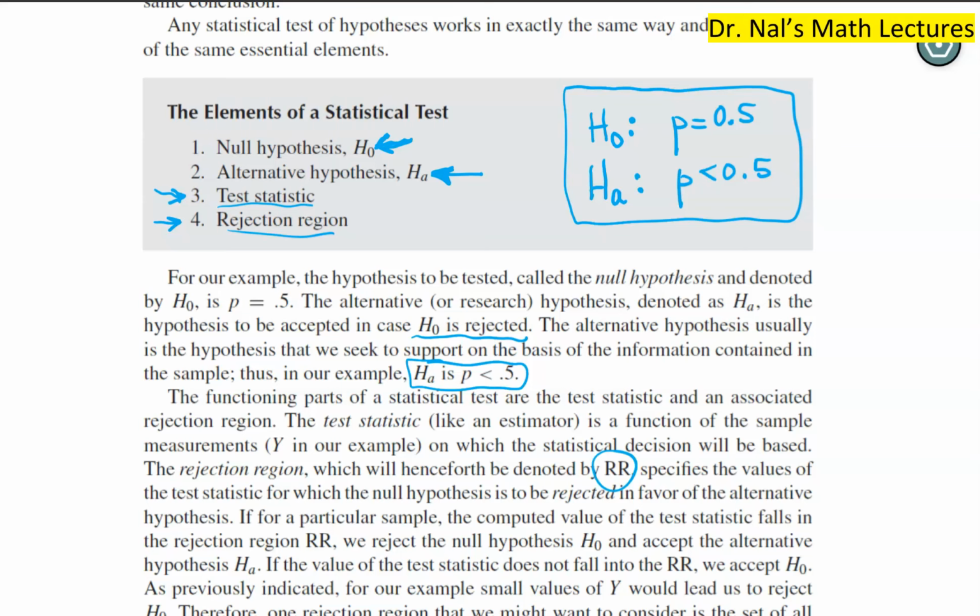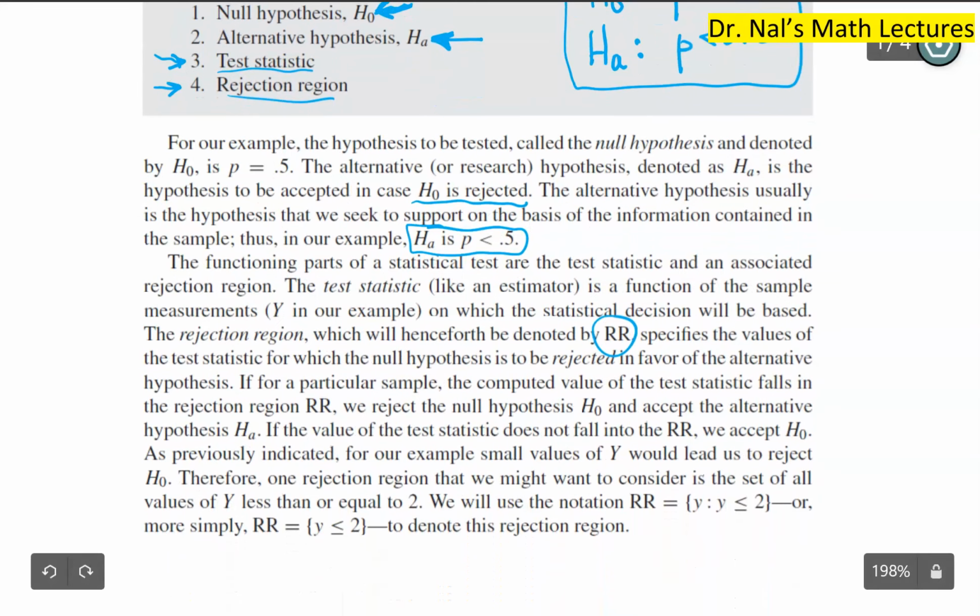If for a particular sample, the computed value of the test statistic falls in the rejection region RR, we reject the null hypothesis and accept the alternative hypothesis. Does that make sense? If the computed value of the test statistic falls into the rejection region, we will reject the null hypothesis in favor of the alternative hypothesis. If the value of the test statistics does not fall into the rejection region, we accept H0, or rather I should say we fail to reject the null hypothesis, right? So we don't have enough evidence to support the alternative hypothesis.